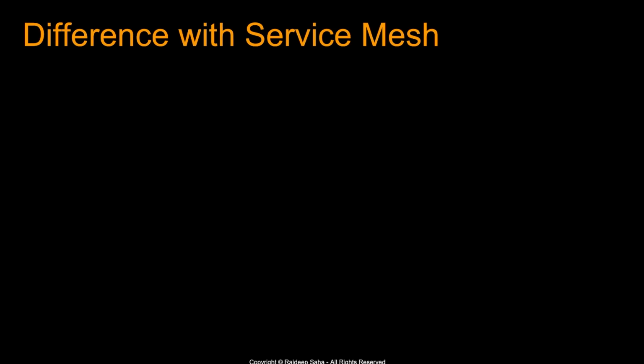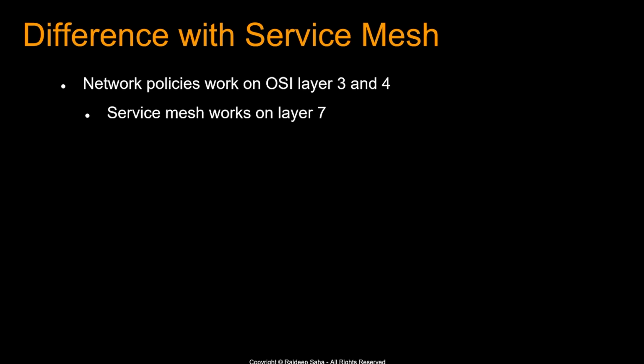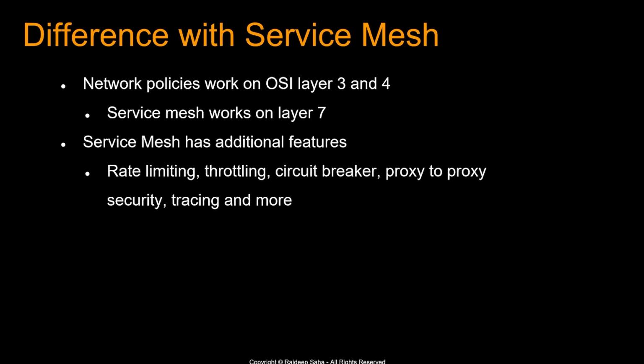So what is the difference between network policy and service mesh? As you could see, you could restrict the traffic with network policy using the IP addresses. Network policies can work on OSI layer 3, which is IP address, or layer 4, which is port. But service mesh cannot see IP address, so it works on layer 7. However, service mesh has additional features such as rate limiting, throttling, circuit breaker, proxy-to-proxy security, tracing, and more.